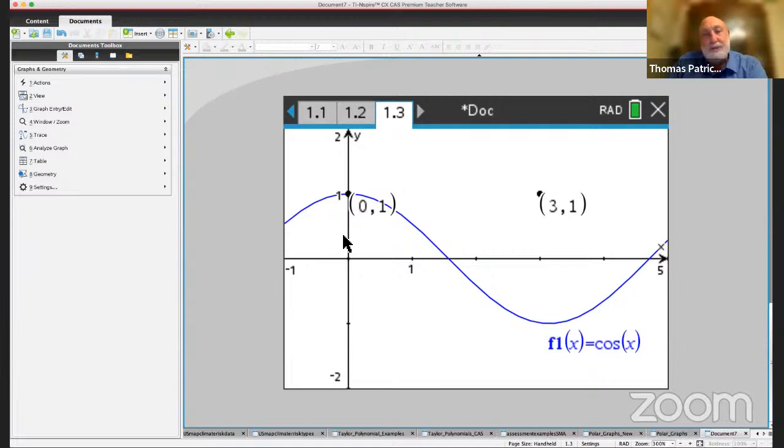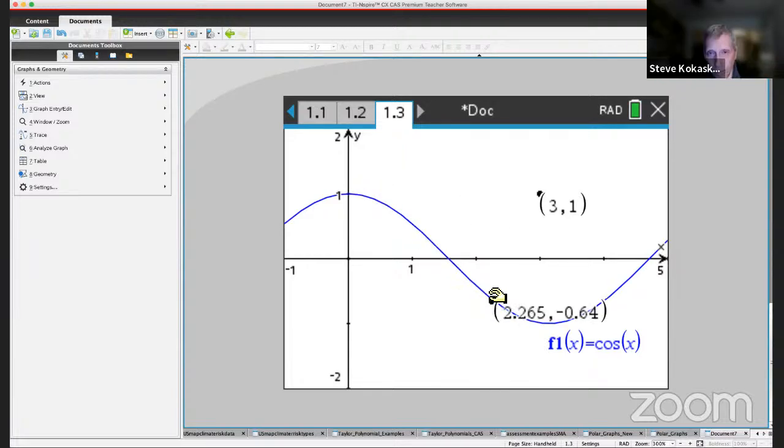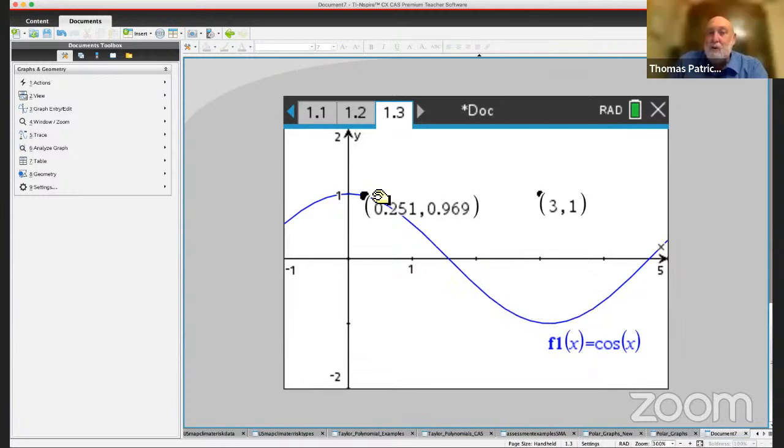And what I did here was just graph cosine x like you had, but I put a point on that graph that I can move around. But it stays on the graph. And I've also got that point (3, 1).